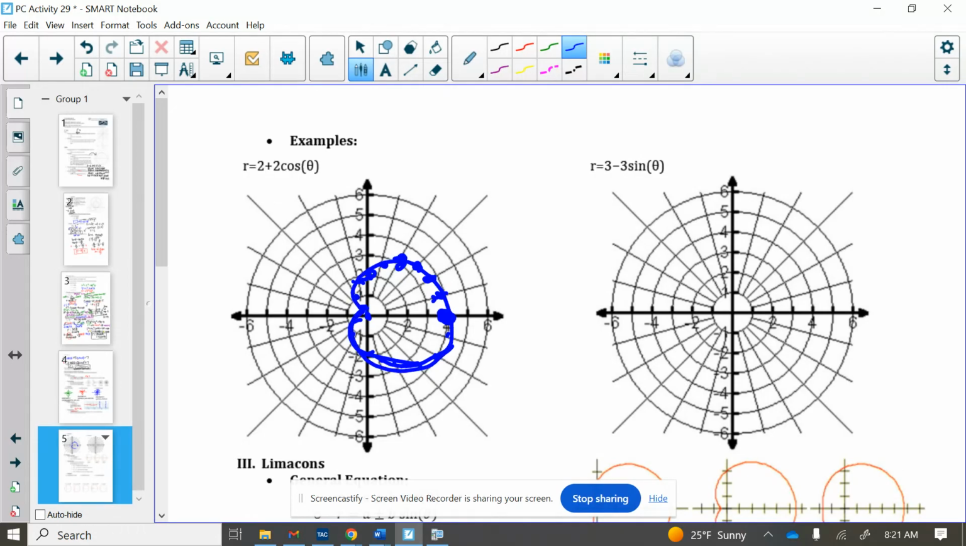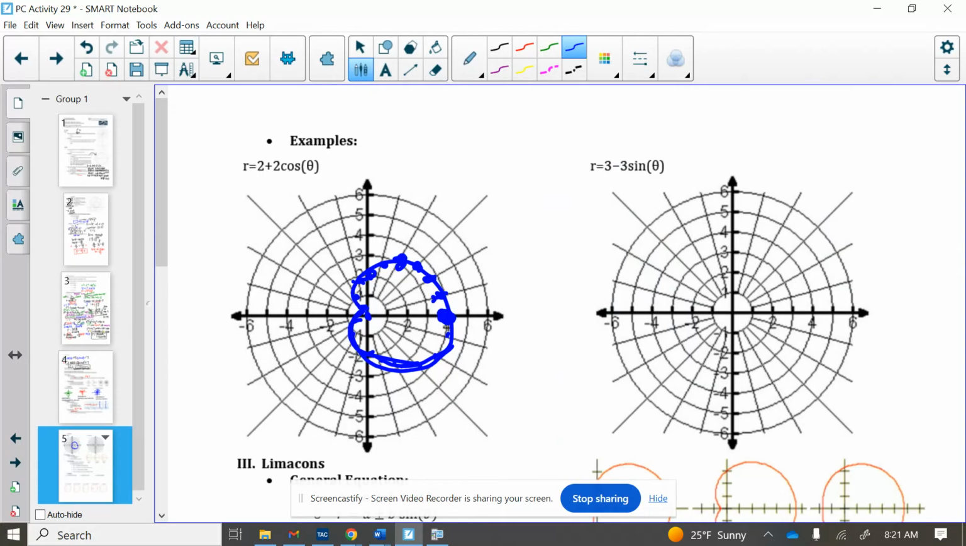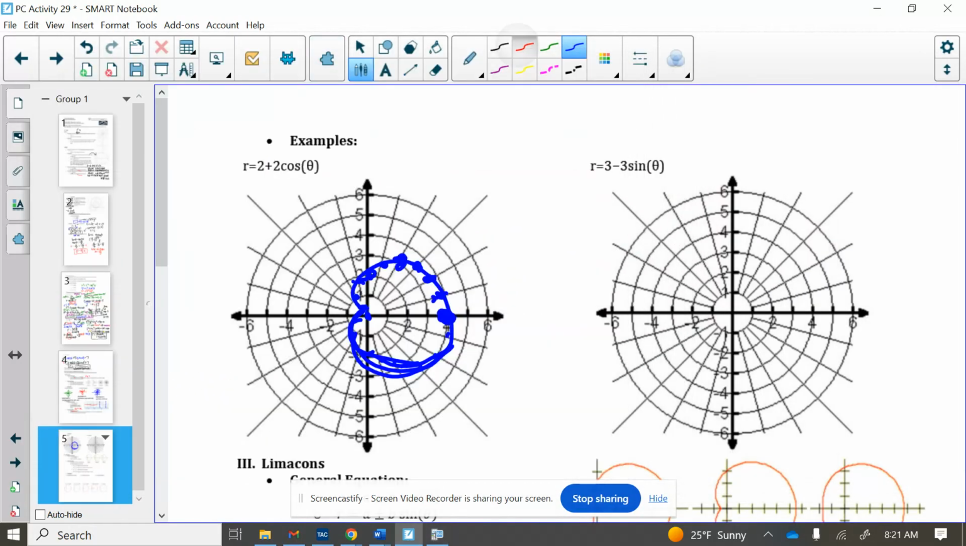So when you're in charge of graphing like this, again, you want to use this table of values to get your exact points all the way around to make sure that this is as accurate a graph as possible. We also, again, can look at the second example. If we have 3 minus 3 sine, again, those match, so we know it's a cardioid. And this time, though, we're going to have symmetry to the y-axis.